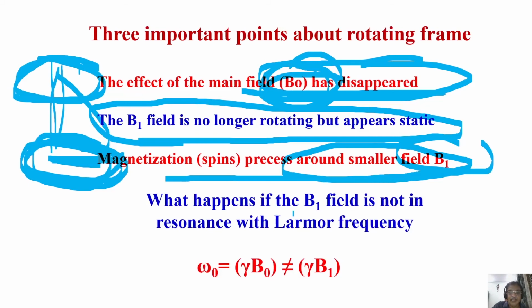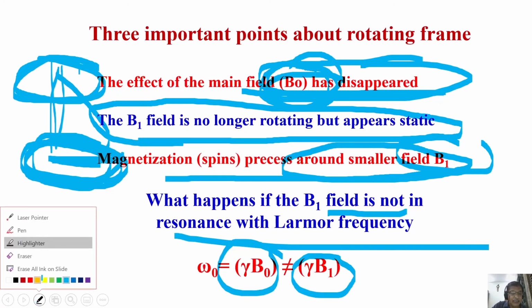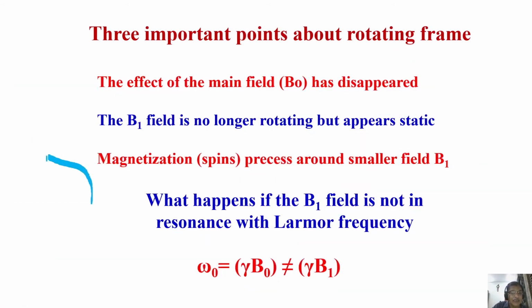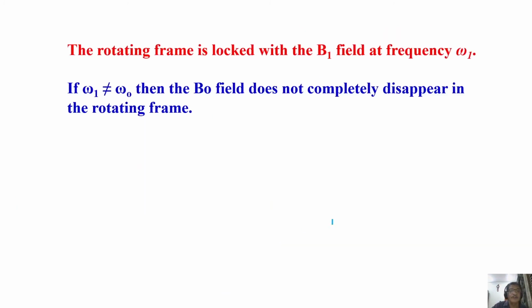So what happens if the B1 field is not exactly on resonance? When this one matches with this, it is exactly on resonance. You understand? In which case, you bring the magnetization exactly from here to the XY plane and it starts rotating like this. In case the RF you applied does not exactly match gamma B naught, what will happen? When it matches, it is on resonance. When it is not matching, it is called the off resonance condition. The off resonance condition is one.